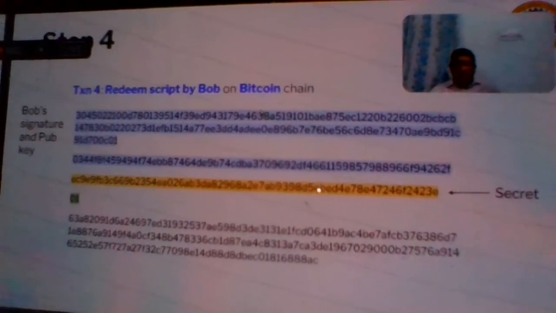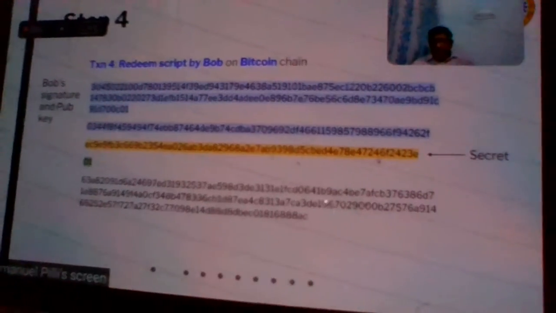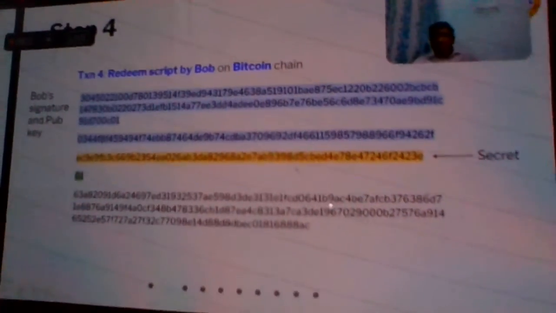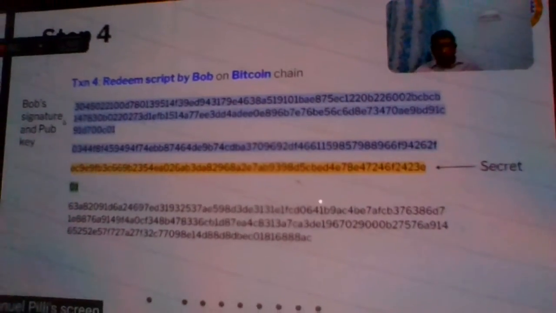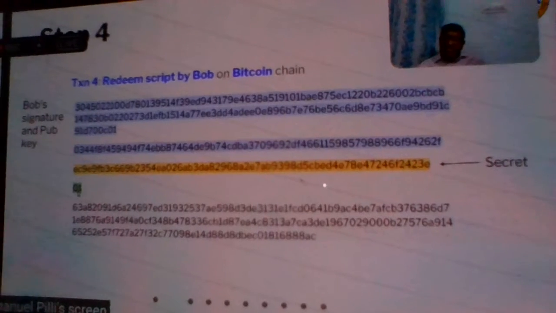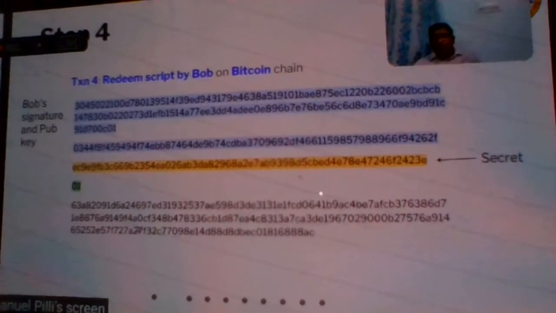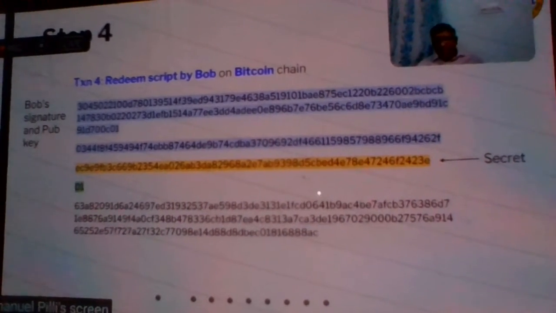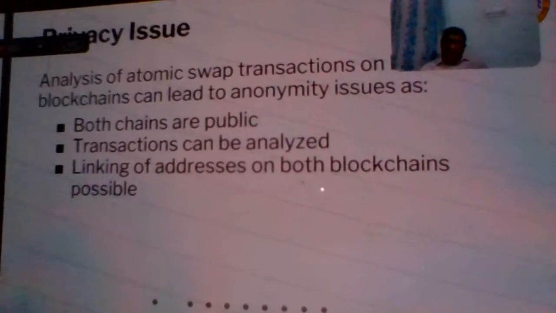In the redeem script, Bob on the Bitcoin blockchain has this secret which is revealed. This secret is checked with the public key of Bitcoin of Bob, and then a result of 1 is available on the stack. Once this is successful, then the money is sent to the address that was discussed. So this is what happened.